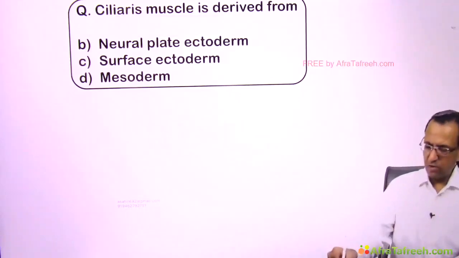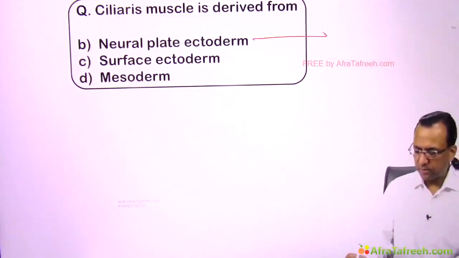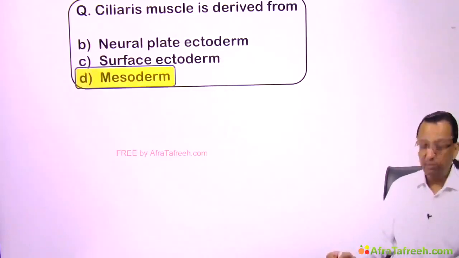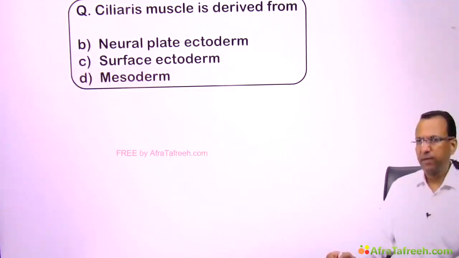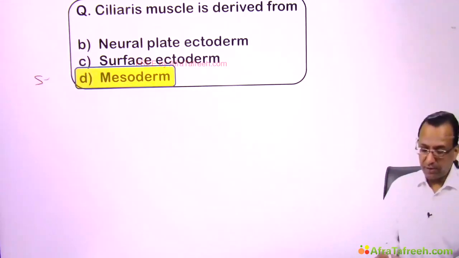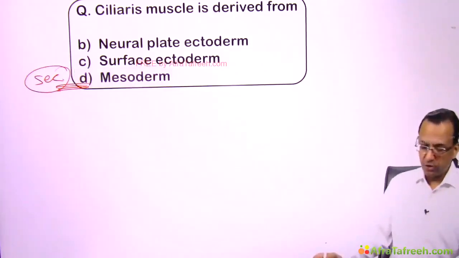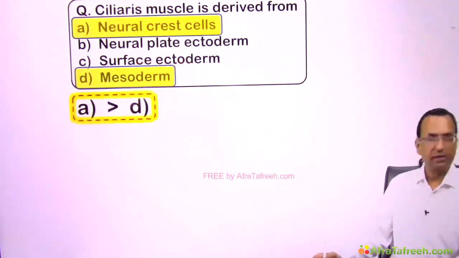Then I think I know the 5 derivatives of neural plate ectoderm. I know the 2 derivatives of surface ectoderm. Then I think the answer should be mesoderm. Yes, but is it primary mesoderm or secondary mesoderm? It must be secondary mesoderm, which would have come from neural crest cell. So you are telling that this question has a double answer.